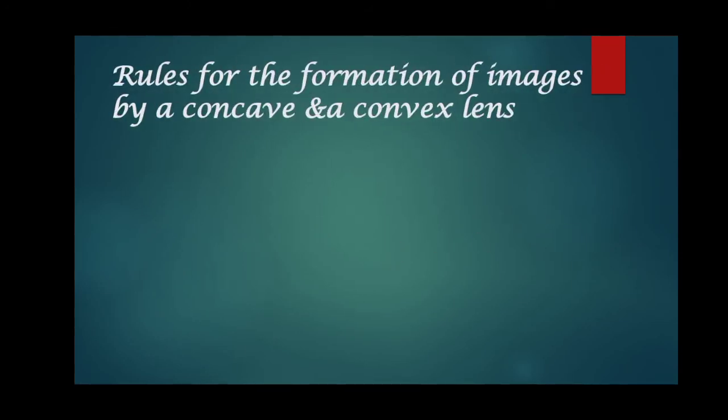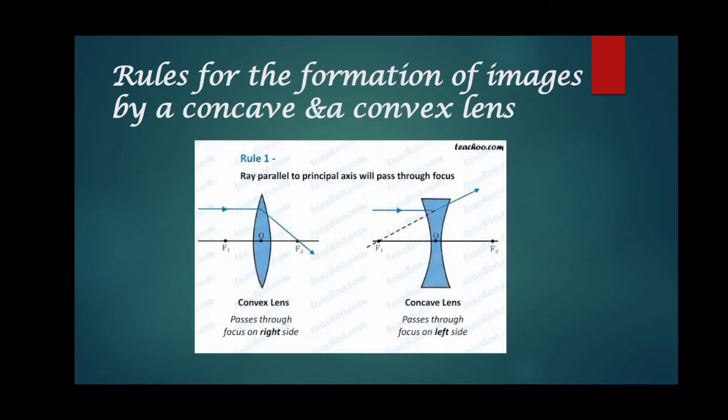Now, rules for obtaining images formed by lenses. We have already studied some rules for the formation of images by mirrors. There are similar rules for constructing ray diagrams for obtaining images by lenses. These are: the first one, a ray of light parallel to the principal axis will pass through the focus. In the case of a concave lens, a ray of light which is parallel to the principal axis appears to be coming from its focus after refraction through the lens.